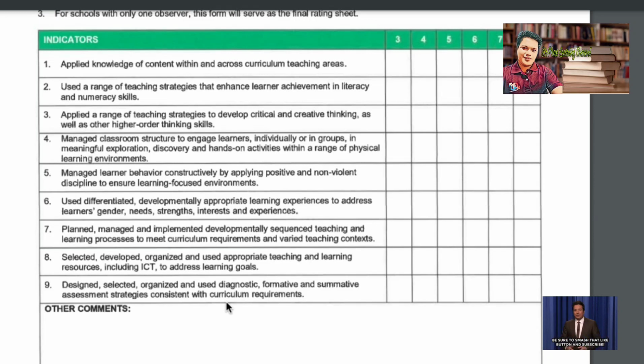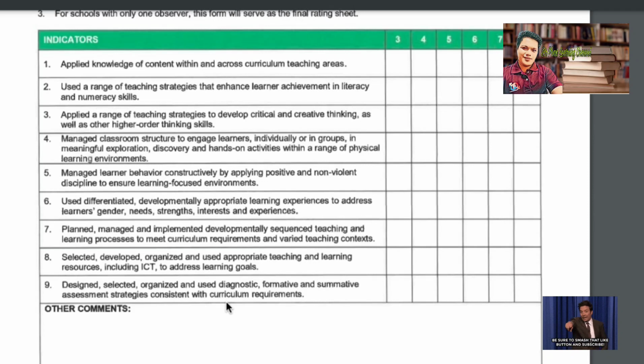Number 2: use a range of teaching strategies that enhance learner achievement in literacy and numeracy skills. 3: apply a range of teaching strategies to develop critical and creative thinking, as well as other higher order thinking skills. Ito yung tinatawag nating HOTS.